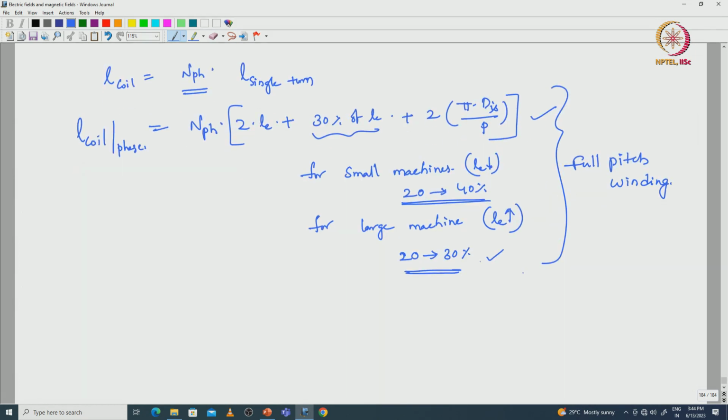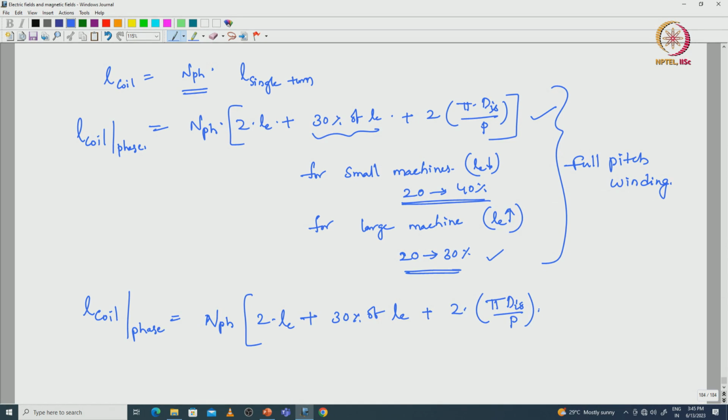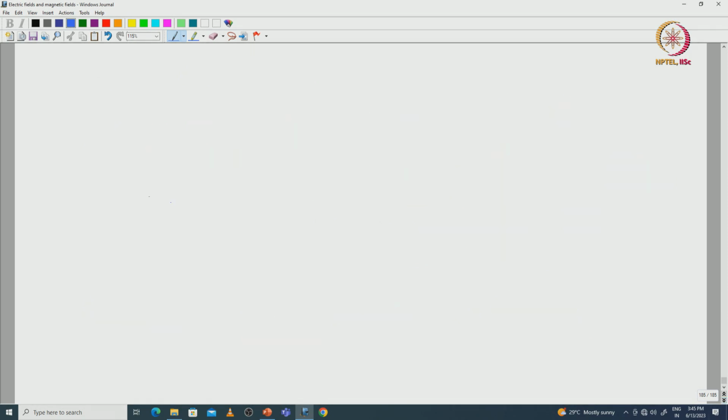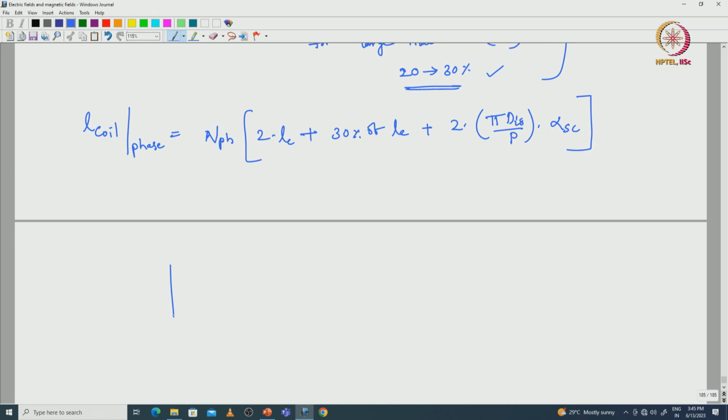Okay. Next we will discuss the length of a coil with respect to the short pitch winding. The equation and everything will be the same, okay, N phase times 2 times the length of the core plus 30% of the length of the core plus 2 into pi ds by p into some short pitch constant, that is alpha SC I am considering here, because once we do the short pitch winding, the length of a coil or arc length will come down, right.